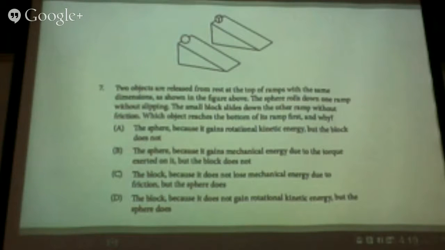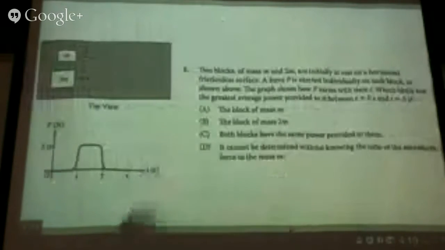Questions about that one? Okay. Hey, a non-rotation problem. That's fun. Take a look at this one.